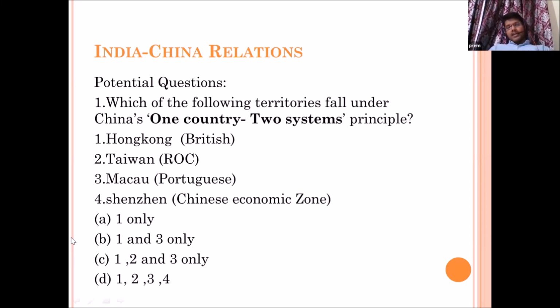Okay. So here the question is, which of the following territories fall under China's one country two systems principle? You all know, right? In the last 2-3 days, in every newspaper, this one country two systems is being highlighted. So what is this? One country two systems is mainly applied to China.